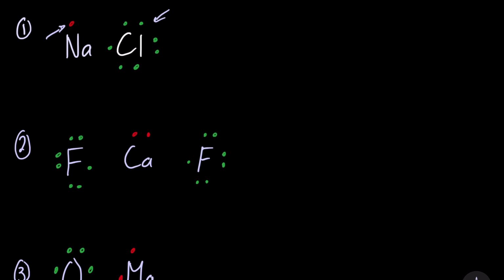So what happens between these two is sodium is going to want to lose its one valence electron, because if it loses it, it now has a full valence shell. So when sodium loses this electron here, chlorine is going to want to gain it because all it needs is one more electron and then it has a full valence shell. So let's redraw this here.